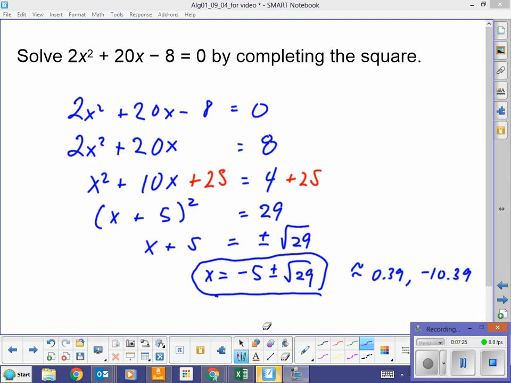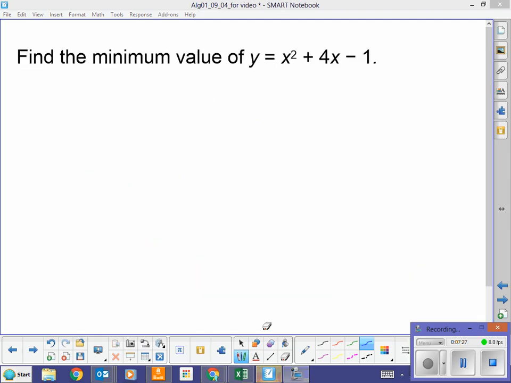Okay, let's take a look at minimum and maximum value. So here I've got this quadratic equation, and we're using the y now. So minimum value, what about minimum value? Minimum value involves a positive parabola, right? And that's okay here because this is a positive parabola, so this looks like it's going to work okay. So we're going to do this by completing the square.